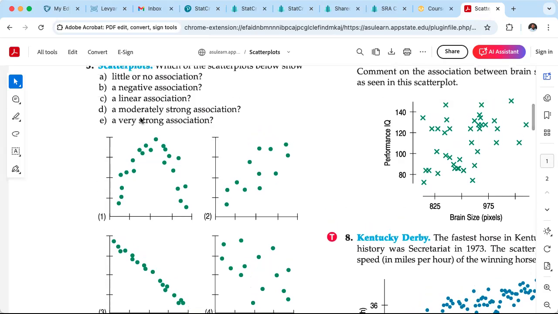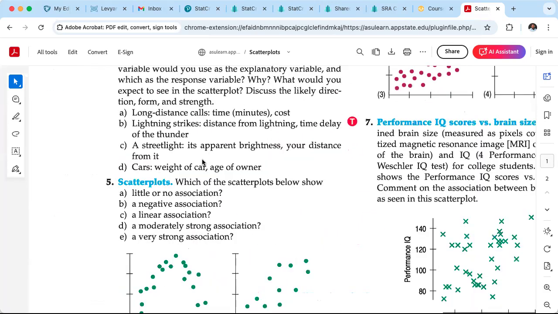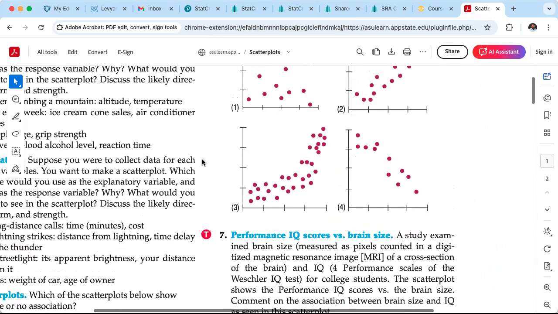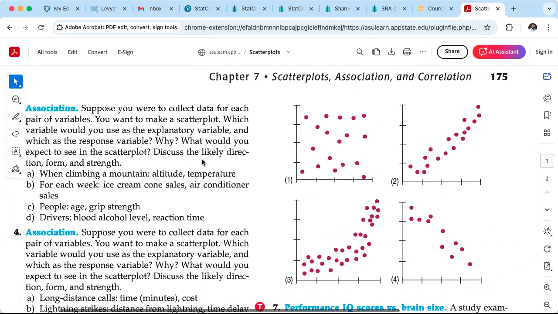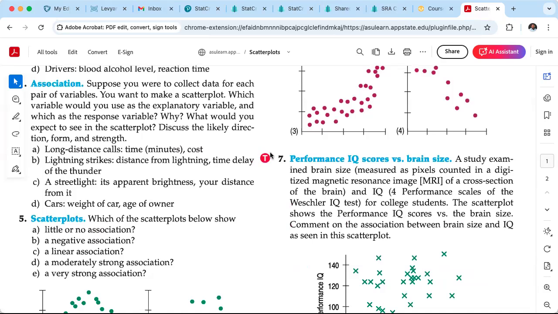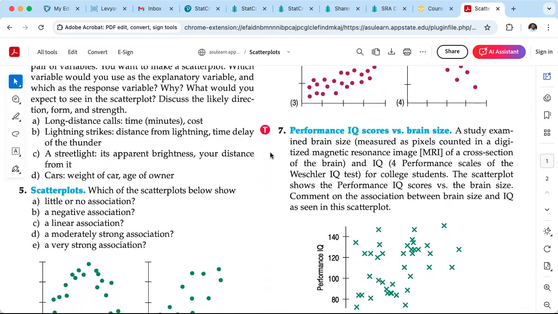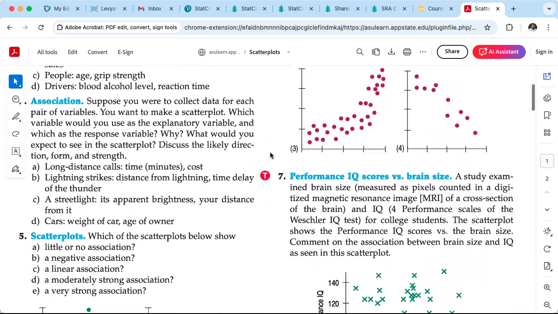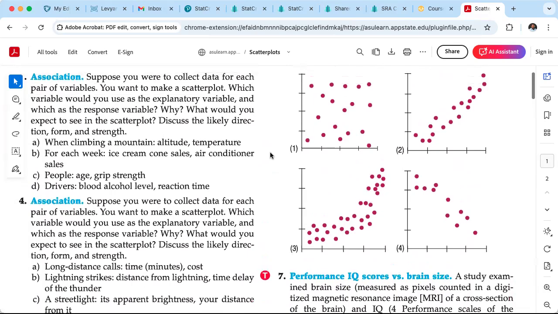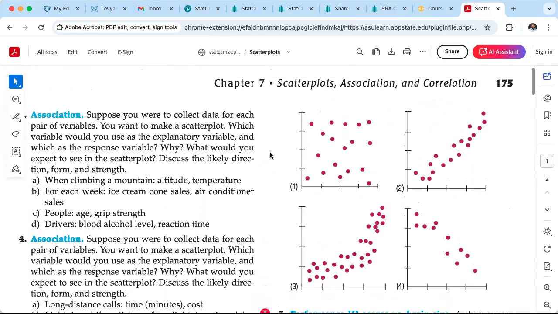Looking at the same problems here, let's do the same thing. Which of the scatter plots below has little or no association? 1, right? Does that make sense? A negative association: 4. A linear association: 2, 3, 4. A moderately strong association. What would you say?